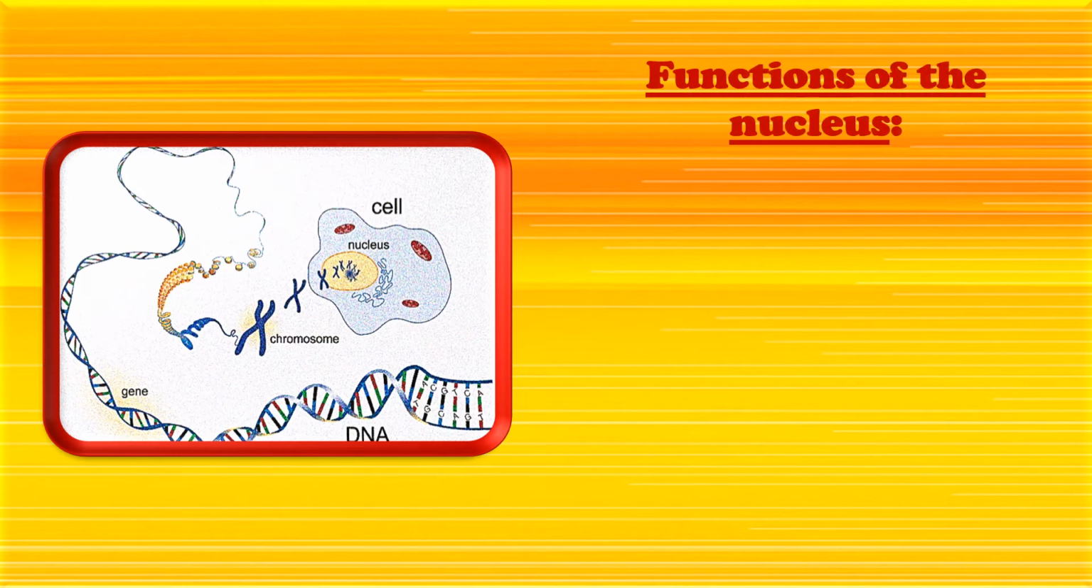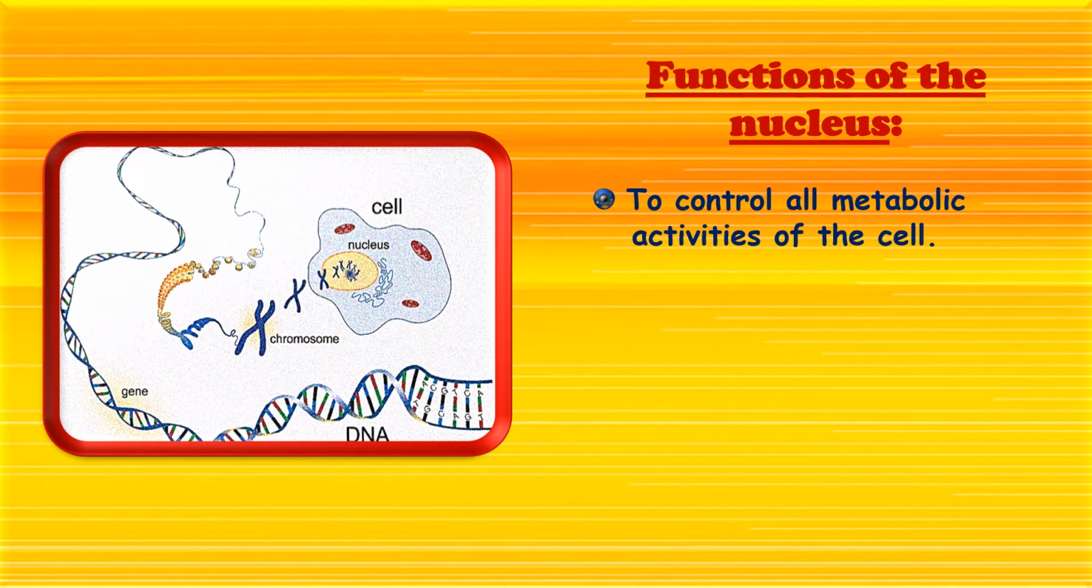This again is the nucleus. From the nucleus we get the chromosomes. Part of the chromosome is the gene and the DNA. So the functions of the nucleus are to control all metabolic activities of the cell. Whatever happens in the cell is controlled by the nucleus.